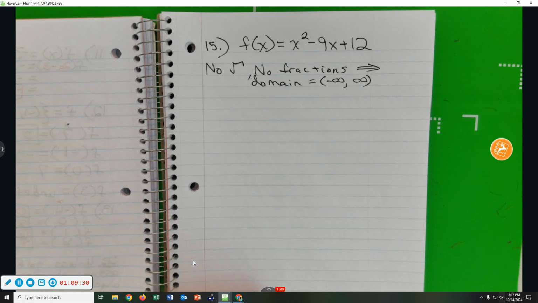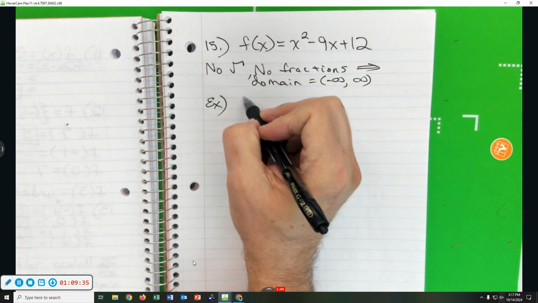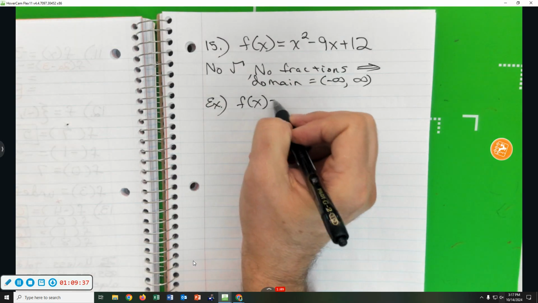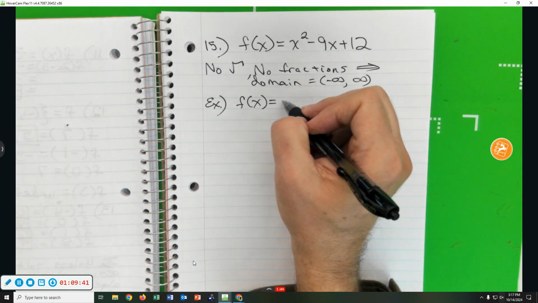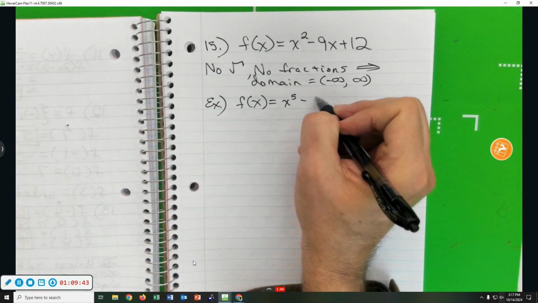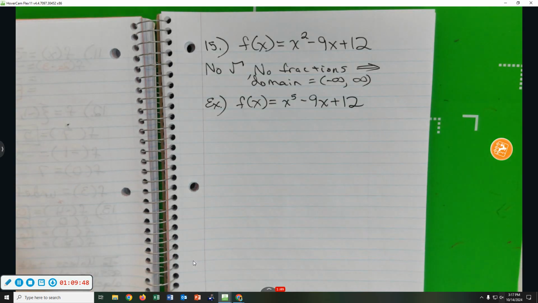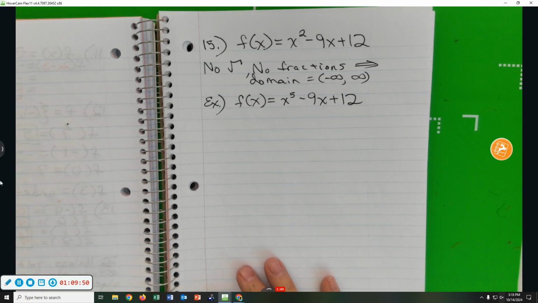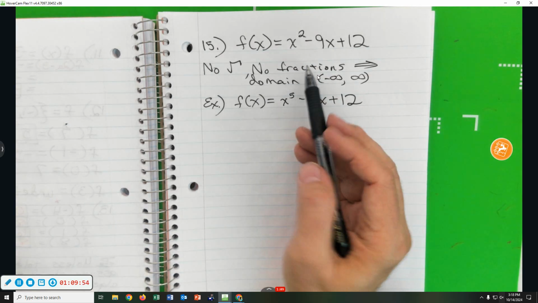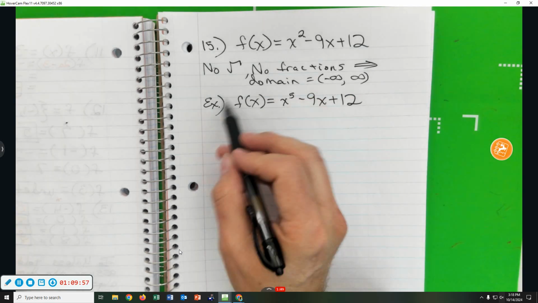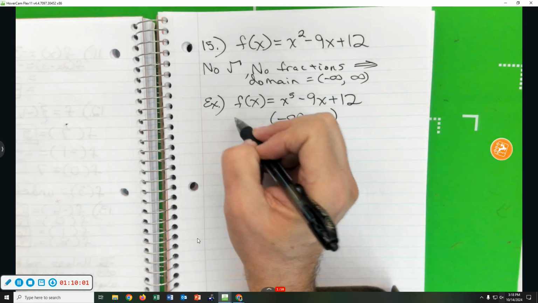And I'm going to make up one now. Let's see. F of x equals, suppose instead of an x squared, that had been an x to the 5th minus 9x plus 12. What's the domain? Parenthesis, negative infinity, comma, infinity. No fractions, no square roots. All polynomial functions have domain all real numbers.